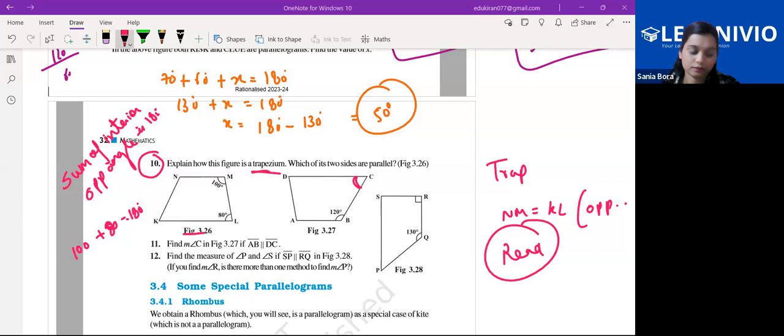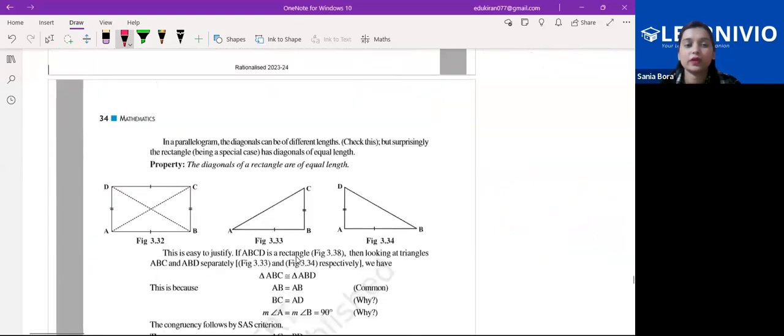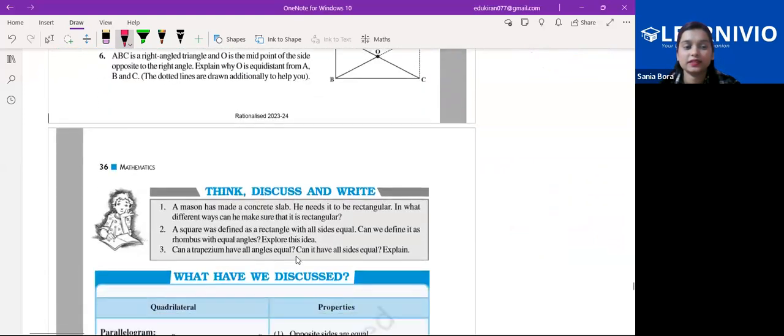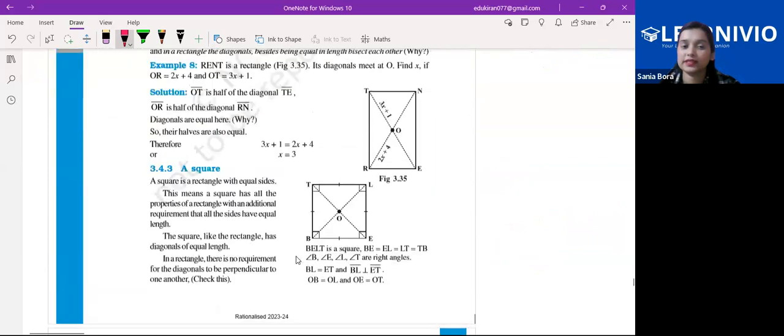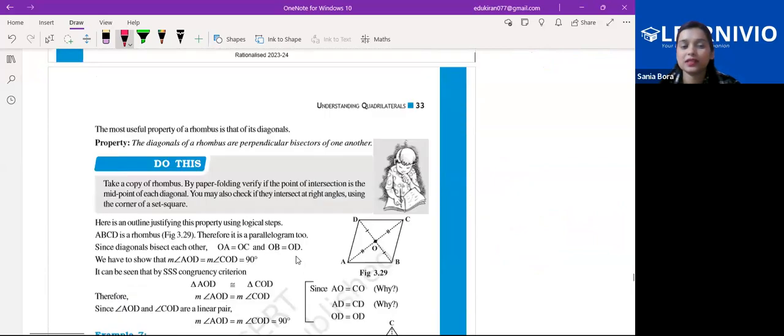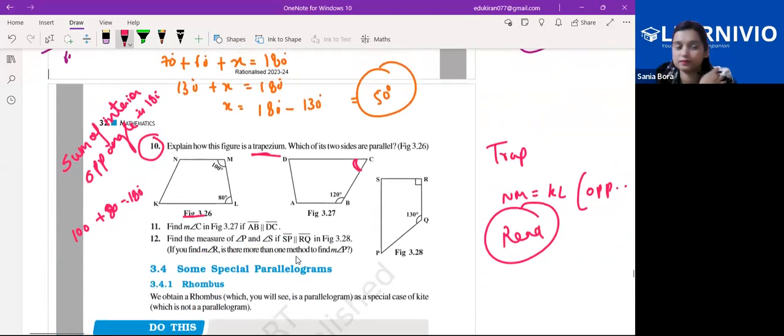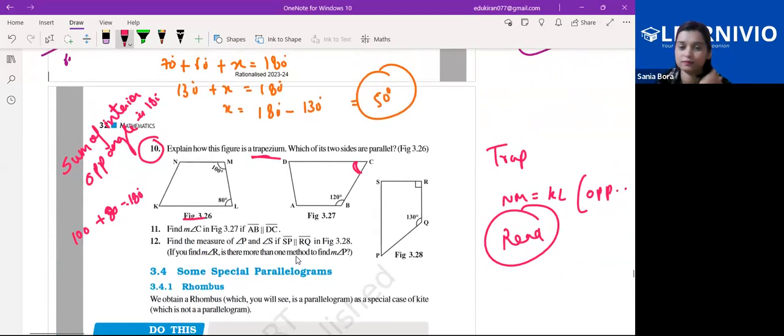How many questions are left for us to finish this chapter? I think this exercise, and after this, one more exercise. That's it. Six more questions for the next exercise. So I think this class and the next class. Okay, everybody got it?